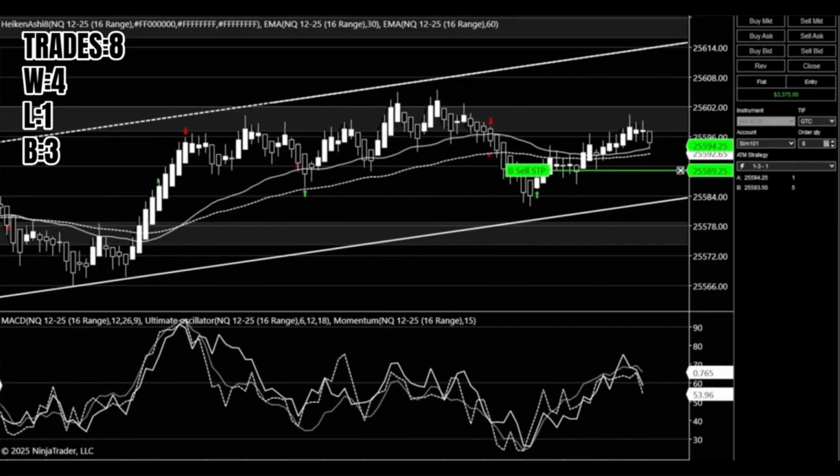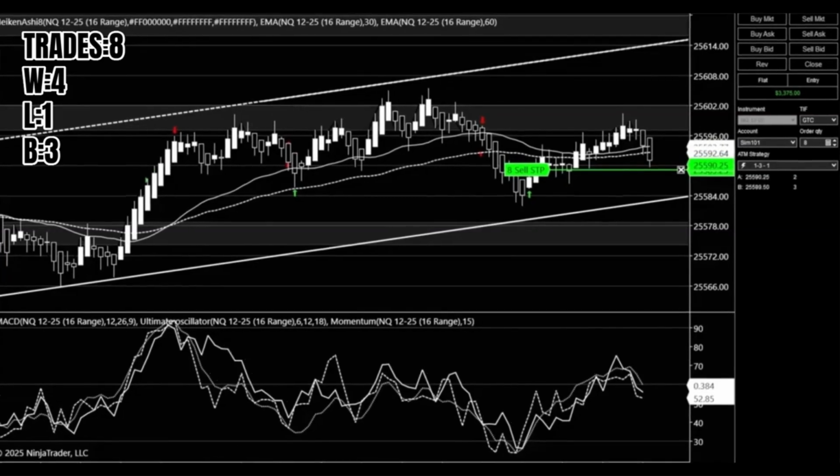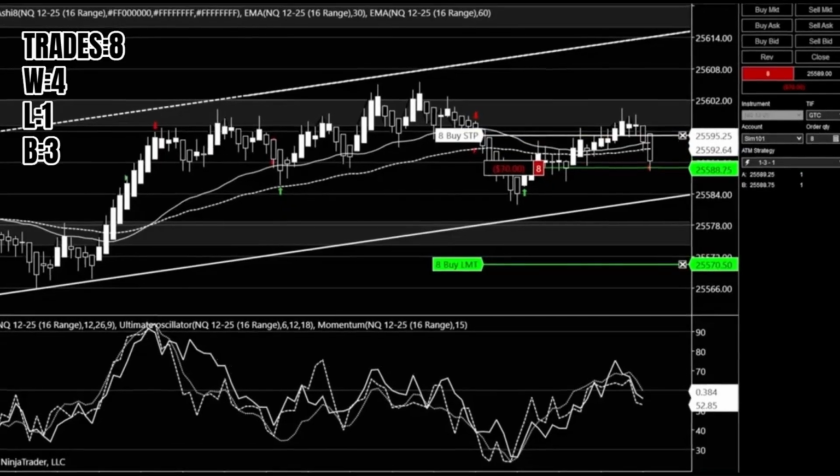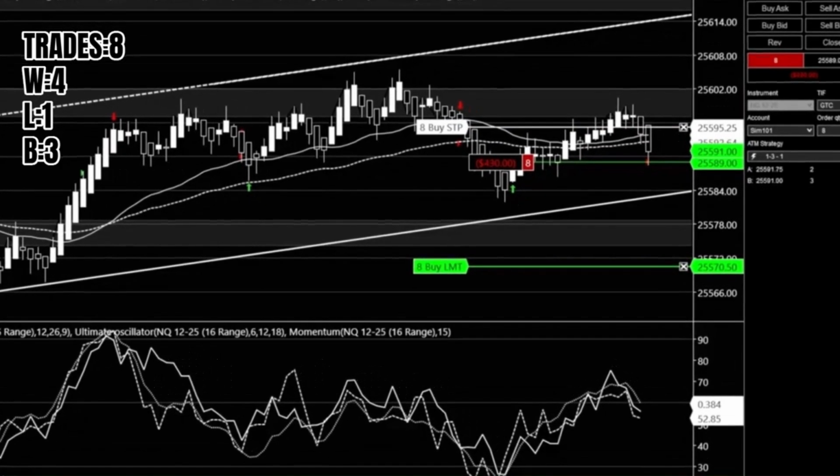Price then moved higher, going for another retest of resistance. It looks like we are going into a consolidation range as the uptrend weakens. So I decided to set a sell order at the recent lows.